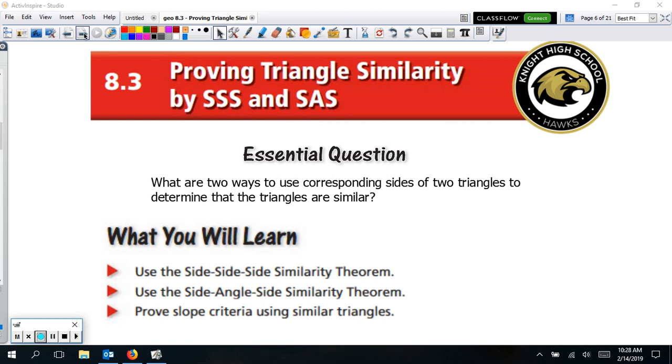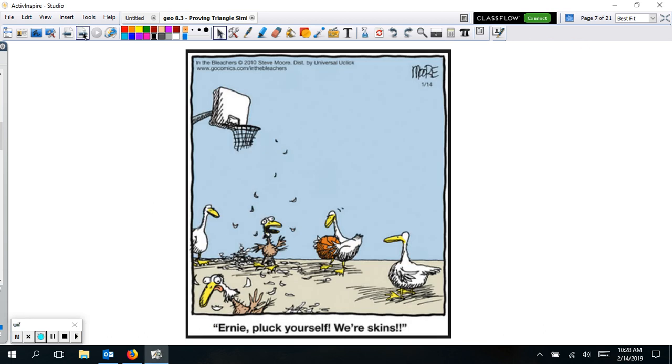First, let's jump into just a quick little cartoon. This is an In the Bleachers cartoon by Steve Moore. Ernie, pluck yourself, wear skins. So if you ever played pickup basketball out on the playground, you know what we're talking about.